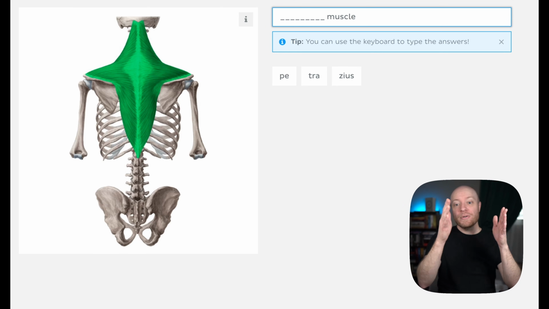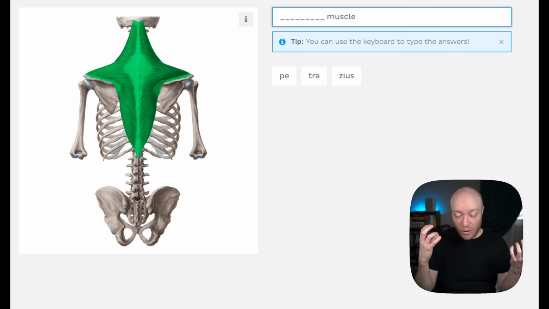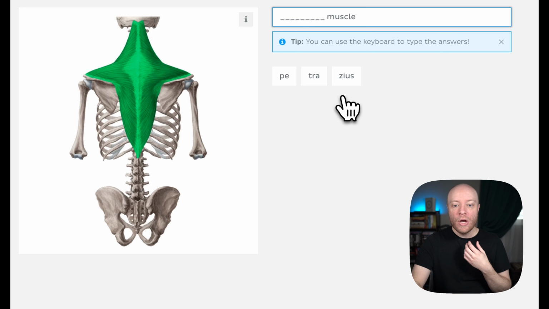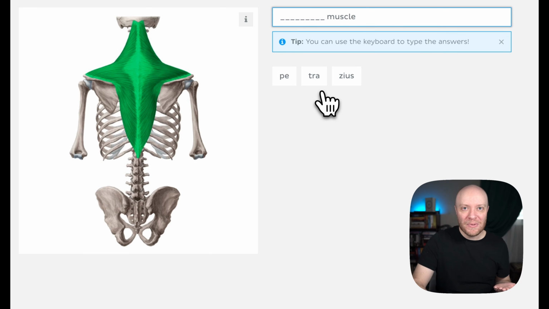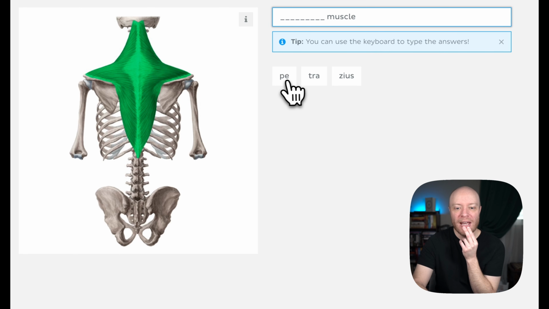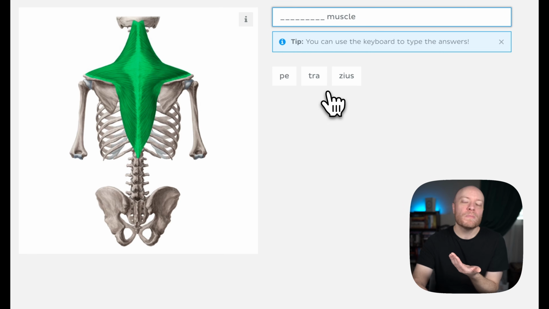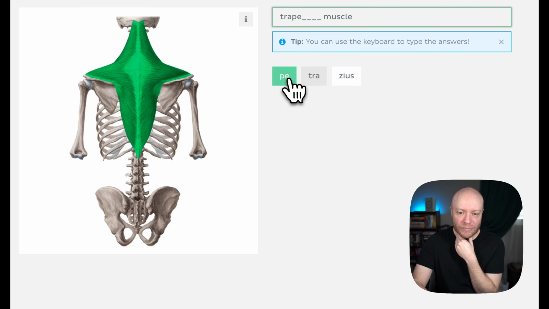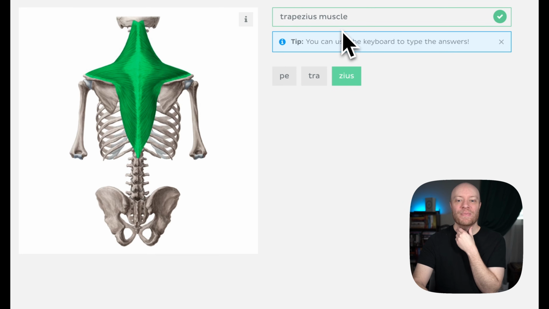So not just like understanding the back end of the science, of the psychology of how this type of studying helps. I've seen it with my very own students, where having to force your brain to spell out the word, which is exactly what we're about to do. So you can see we have the letters P-E-T-R-A and then Z-I-U-S. We're going to spell trapezius. And so you'll come in here, and boom, you get the muscle.